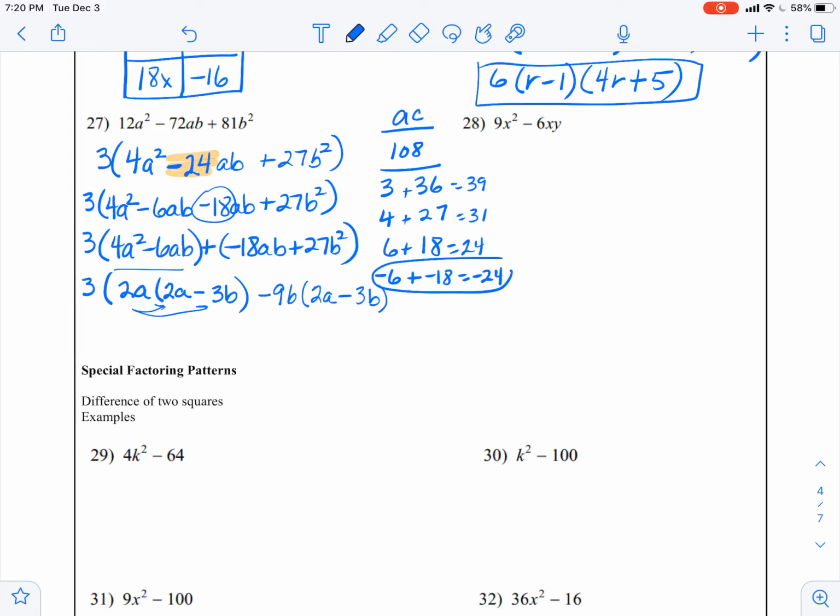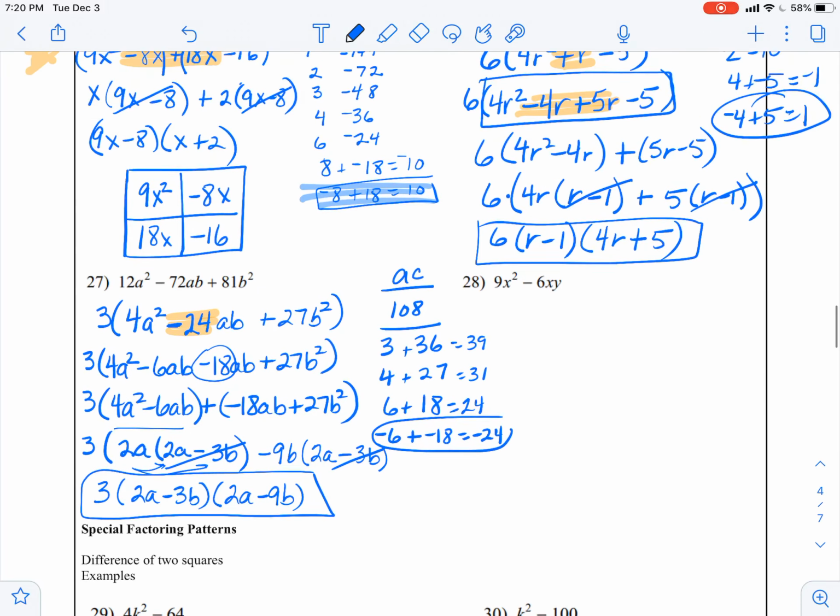Okay, final step. We took out a 3. We also have the 2a minus 3b that's in common. Mark those off. And what's left is the 2a minus 9b. Final answer. Okay, so that is our hardest type of factoring that we will do. So that is it. Remember the AC method, that kind of works for everything. That actually works for any trinomial.